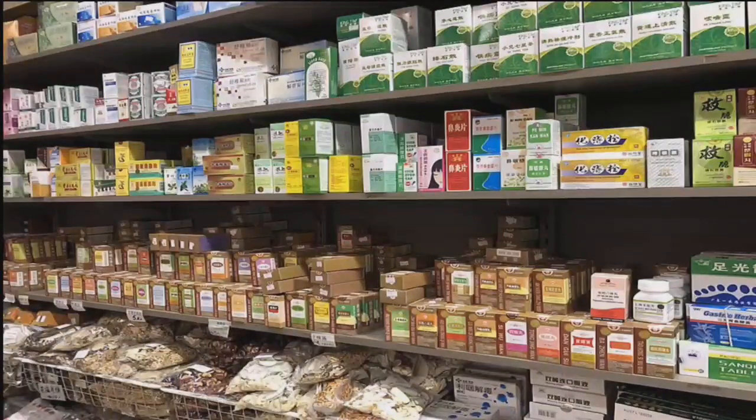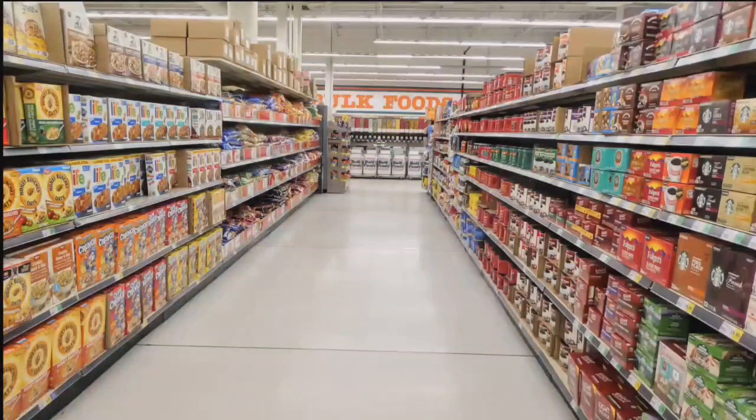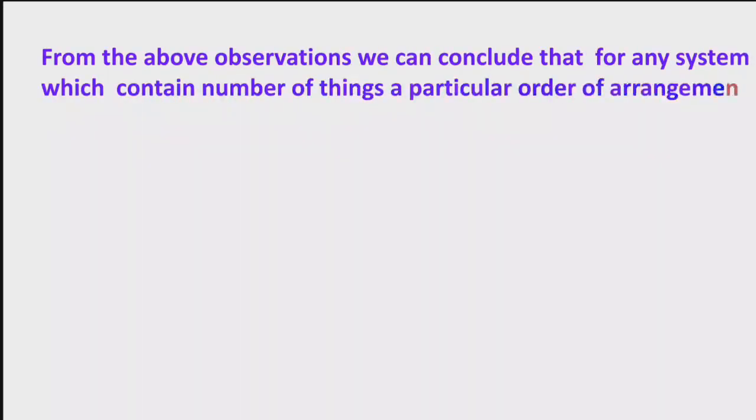If you go to a medical shop, you can see a particular order of arrangement. If you go to a fruit market, you can see a particular order of arrangement. If you go to a supermarket also, there we can see a particular order of arranging things. So from the above observations, we can conclude that for any system which contains a number of things, a particular order of arrangement is necessary.